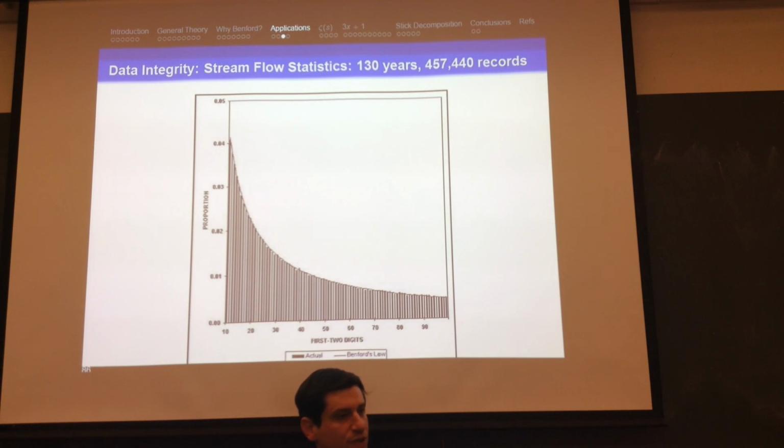Here's some streamflow data that I analyzed and wrote a paper in geology with an accountant. We have over 100 years of data, almost 500,000 data points. You see a beautiful fit to Benford's law. In fact, we have so many data points that the standard chi-squared tests tell us it's not Benford because we can detect very, very small fluctuations.